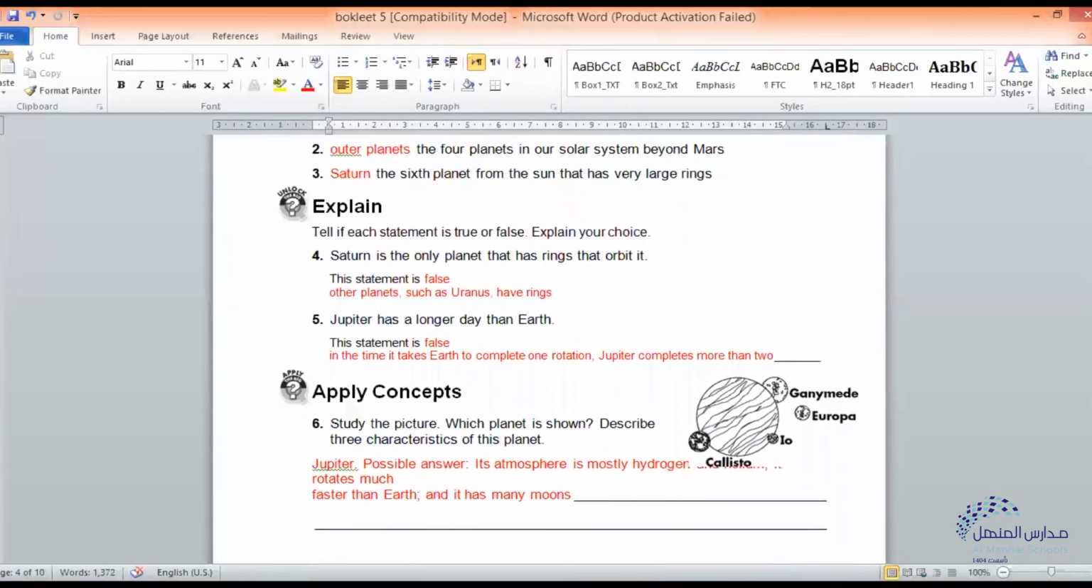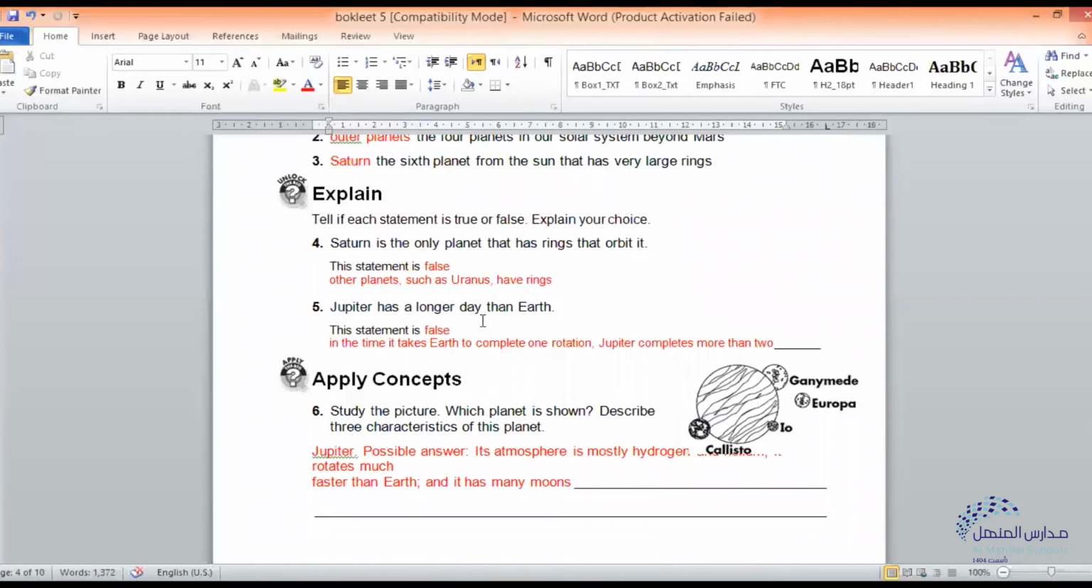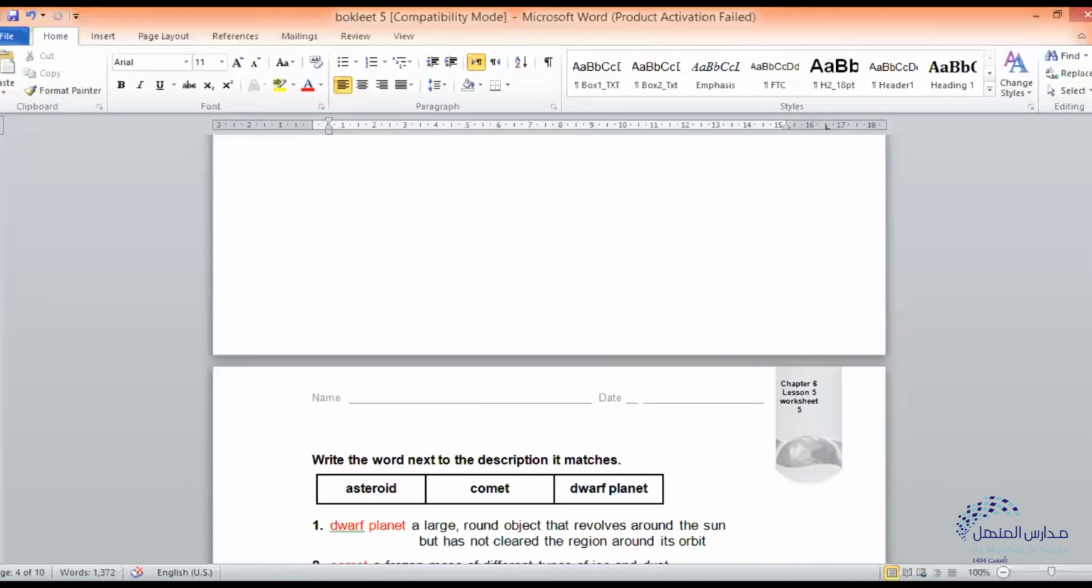Jupiter has a longer day than Earth. No, of course not. It spins around itself very fast, about 9 hours. So it's false. For each of Earth's complete rotations, Jupiter completes more than 2. Study the picture. Tell me what is this planet? This planet is Jupiter. Why is it Jupiter? Because someone can say the names of its moons, Callisto, Europa, and Ganymede, and others can say it is mostly hydrogen, or that it rotates faster than Earth. Moving to the next one.